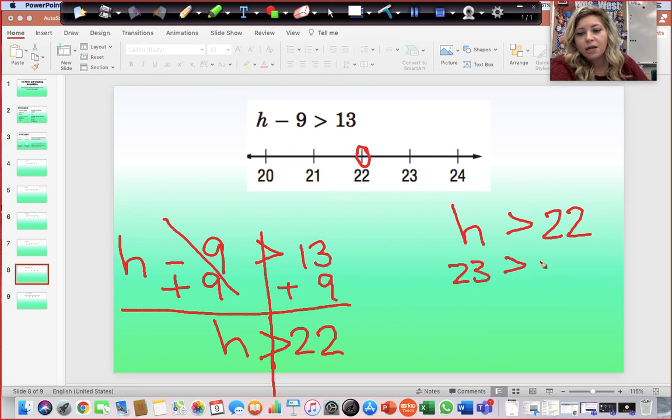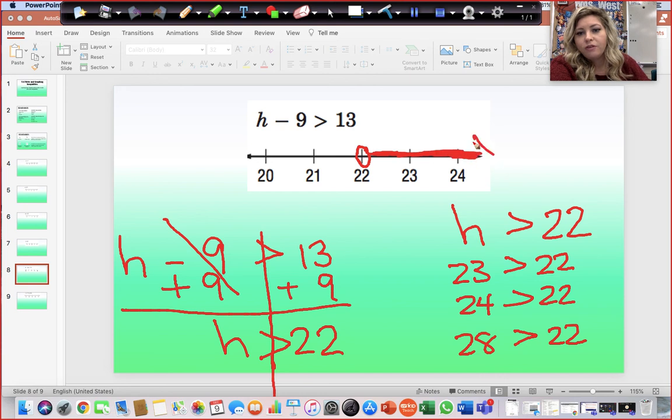23 is greater than 22. 24 is greater than 22. 28 is greater than 22. So we want to shade in that direction. So if you are solving inequalities, you're doing one step before you graph it. You have to solve for the variable. So h is greater than 22, and then once you have the variable and what that could equal, then you will shade in that direction and graph it on your number line.